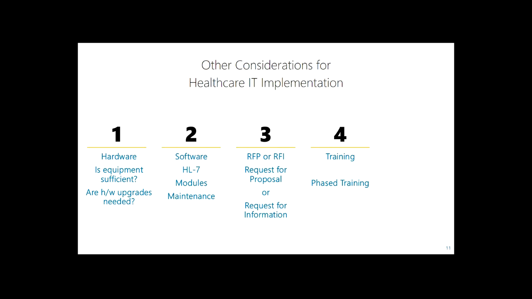So the best approach is to have phased training, where they get training on a mock system at first before they go live, which brings us to 5, the go live phase. And the go live is also phased in, so that's something to keep in mind.